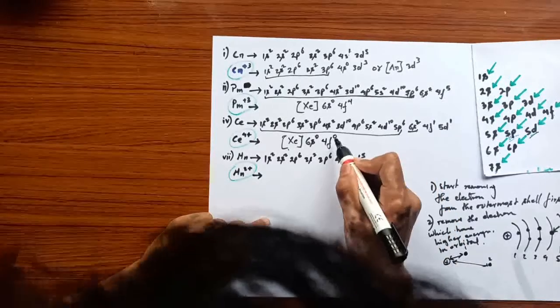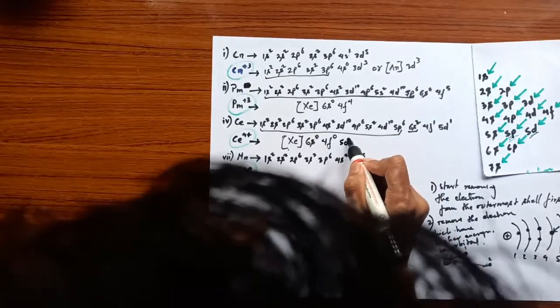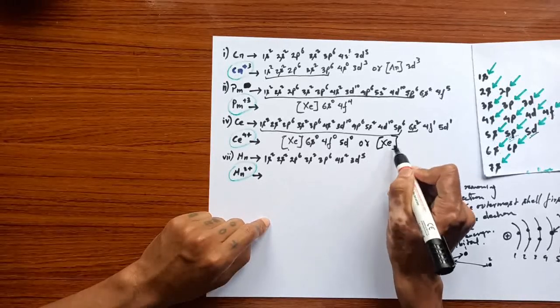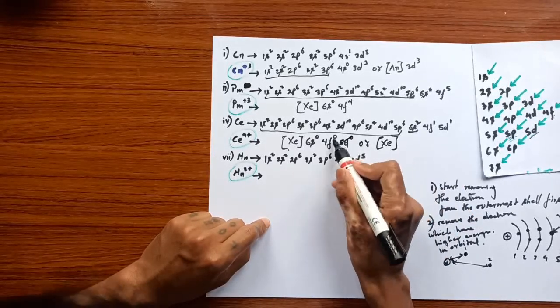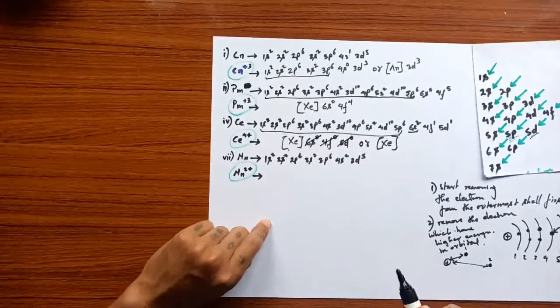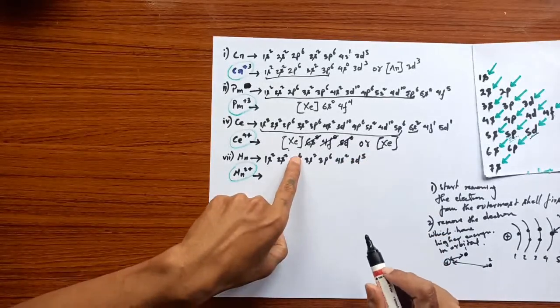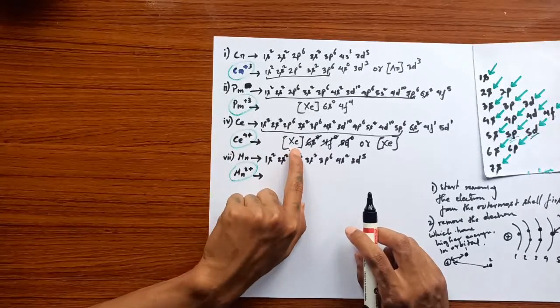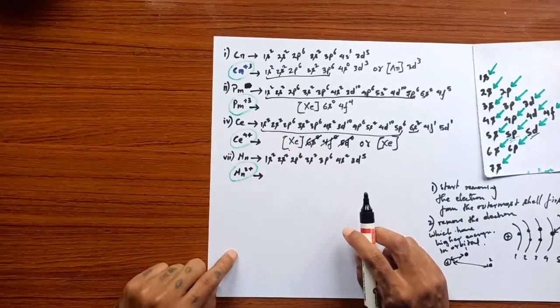Alright, so what we have here is 5d0, or you can put it as xenon here in this case. So the 0s you can just not put in the electronic configuration because there's no electron. Alright, so for cerium 4+ we have the electronic configuration of xenon itself.